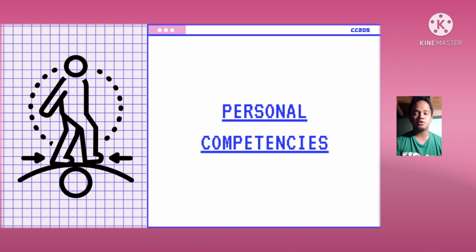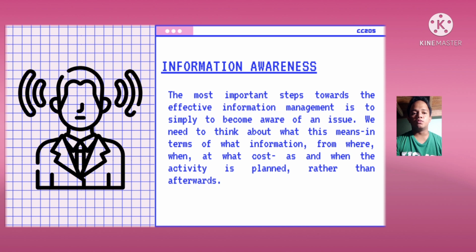So in personal competencies, there are some topics that we are going to discuss. The first one is information awareness. The most important step toward effective information management is simply to become aware of an issue. We need to think about what this means in terms of what information, from where, when, at what cost, as and when the activity is planned, rather than afterwards.